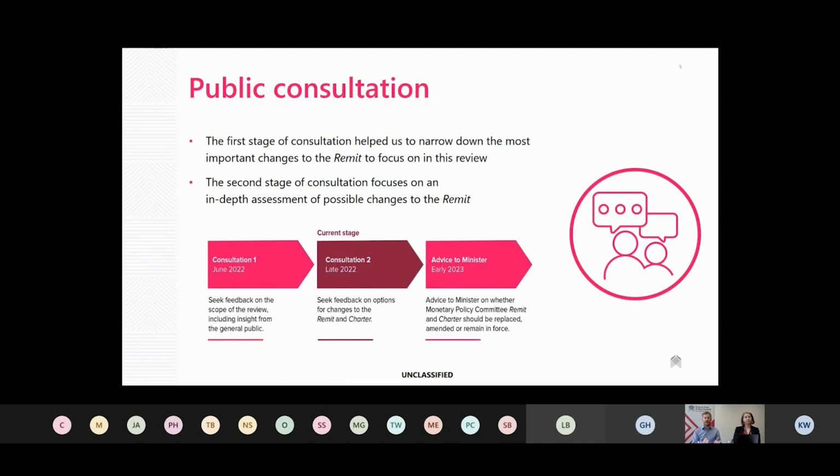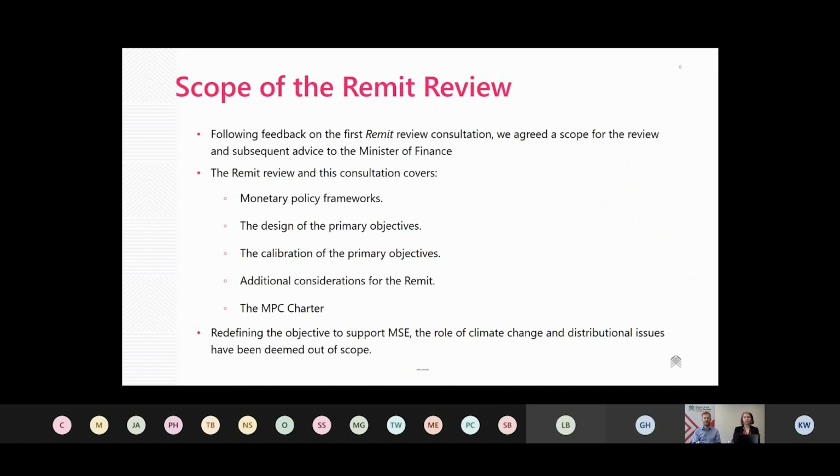That feedback helped feed into a discussion we had with the Minister of Finance around what issues he was interested in receiving information on to help him make a decision on what the future remit should be. We're now running the second consultation process, which will run through until the 27th of January, and that will ultimately feed into advice that we provide to the Minister of Finance around the middle of next year.